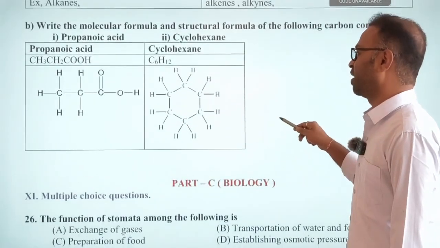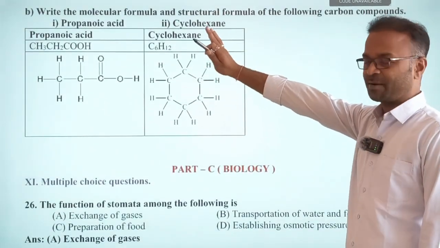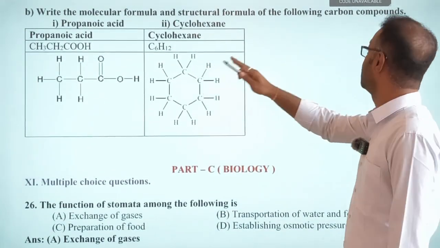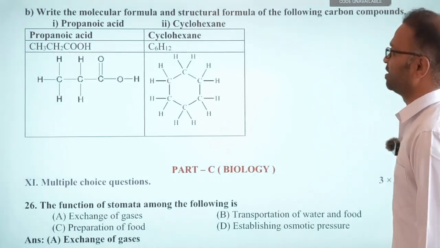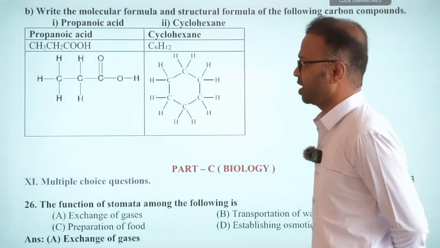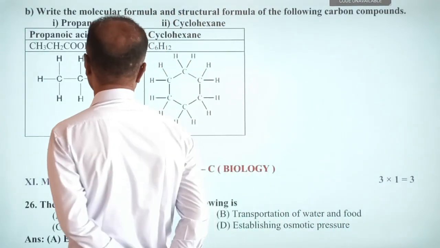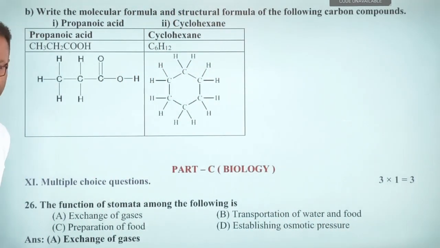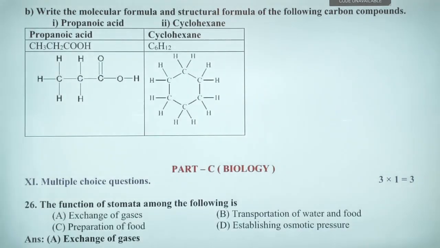Now this one is again 100% based on the structure of carbon compounds. They keep on asking this for a 3 marks question. Write the molecular formula and the structural formula for the following carbon compounds. Again, propanoic acid. Prop means how many? 3 carbon atoms, right? Oic acid, definitely COOH will come, double bond O and single bond OH will come. And here cyclohexane, as I said in model question number 4, same thing.